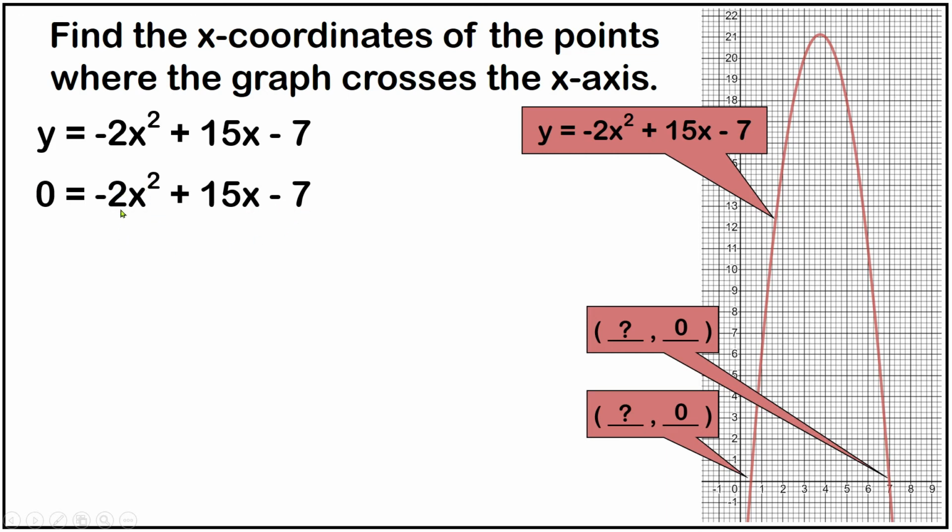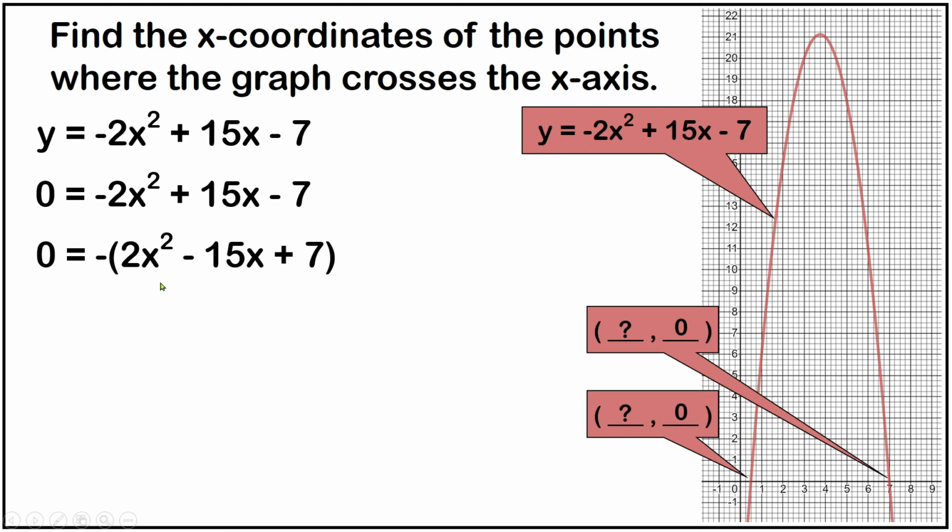And since a is not 1, I want to take out the greatest common factor. But 2 is a prime number and 7 is a prime number, so there's not going to be any number that goes into 2 and 15 and 7 evenly. But since a is negative, I need to make sure that I take out the greatest common factor of negative 1. So my equation is going to look like this. Negative times 2x squared is negative 2x squared. Negative times negative 15x is positive 15x. And negative times positive 7 is negative 7. So I took out my greatest common factor, which is negative 1.